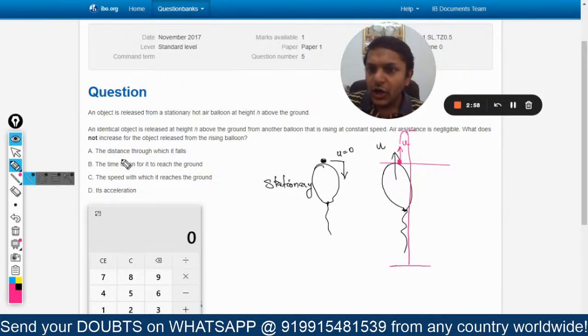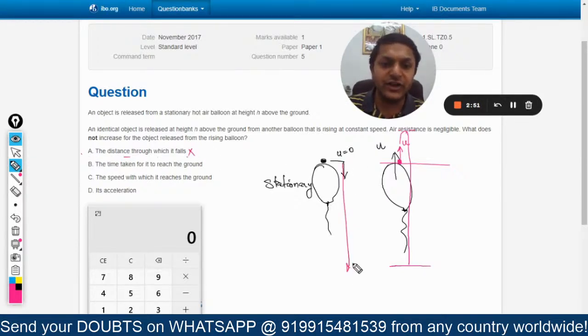Let us see. The distance through which it falls, well, definitely it will change. So this option is wrong, because the other will go straight downwards, but this will go up. So distance is different. Time taken for it to reach the ground, well, definitely the time will also increase, because this is having more distance, so time will increase. The speed with which it reaches the ground, well, that is also bound to increase.